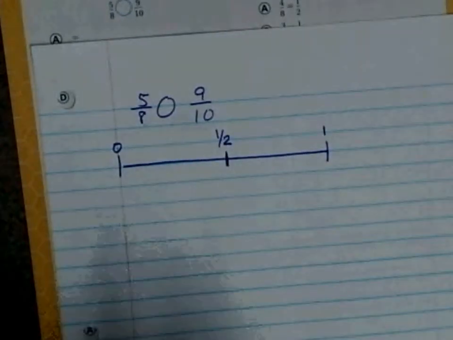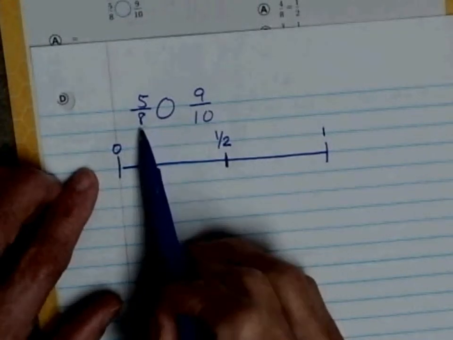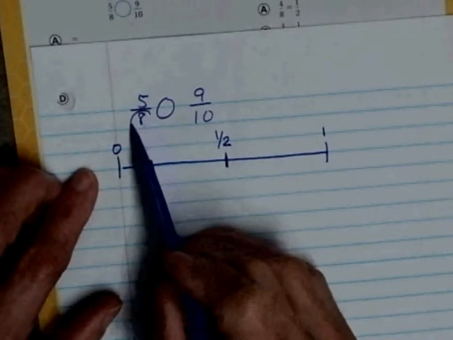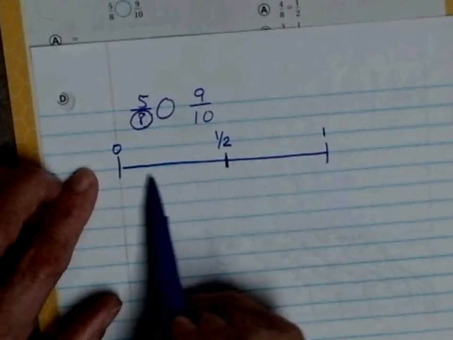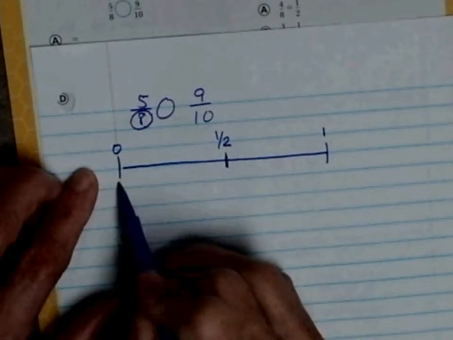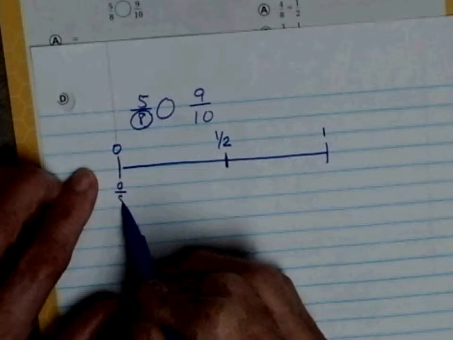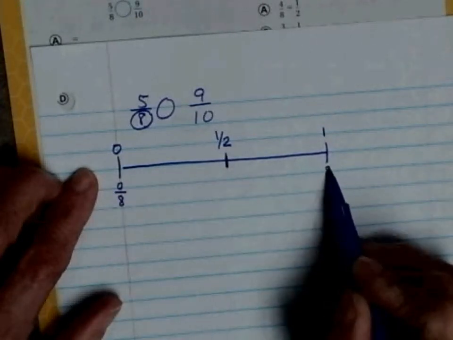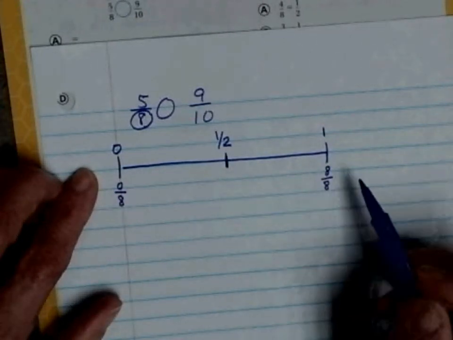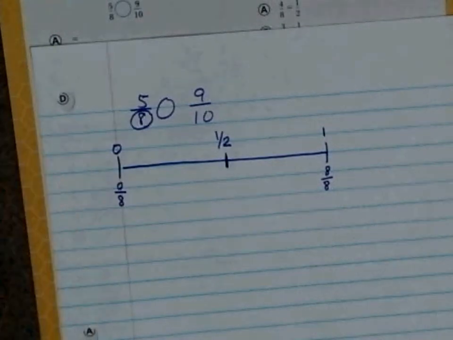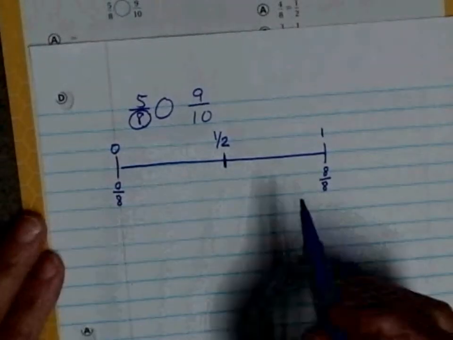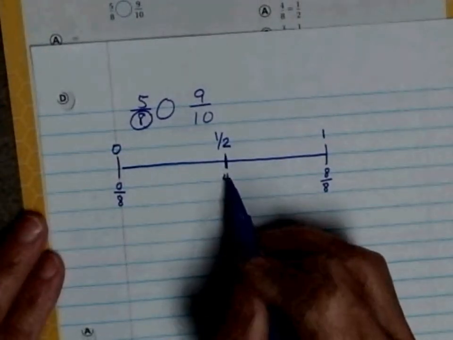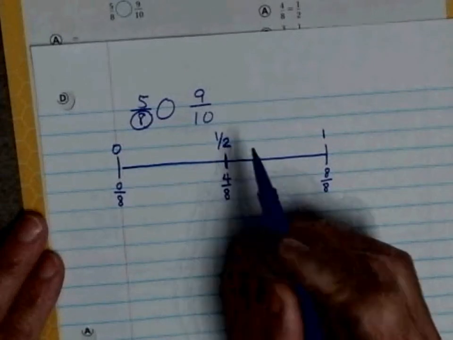So let's see, 5/8. If I look at my denominator, it's 8, which means this needs to be 8 equal parts. So if I label this, this would be 0/8. This would be equivalent to 1/2, which is 8/8. So what is half of 8/8? Because it's an even denominator, that's pretty easy. Half of 8 is 4. So 4/8 is equivalent to 1/2.